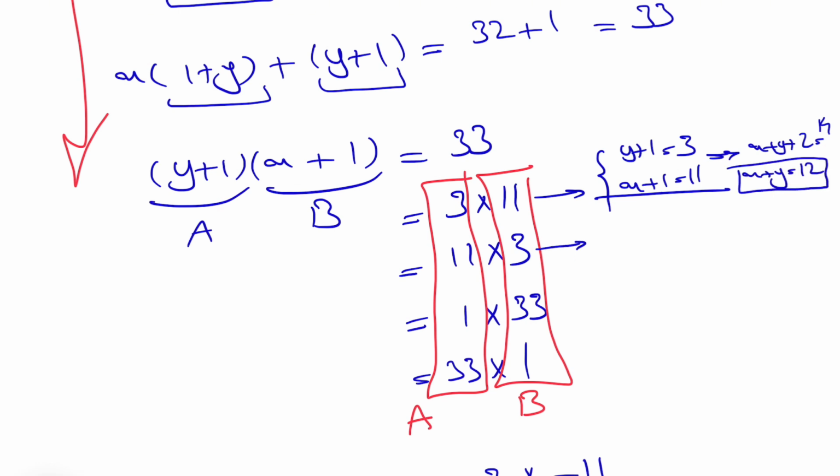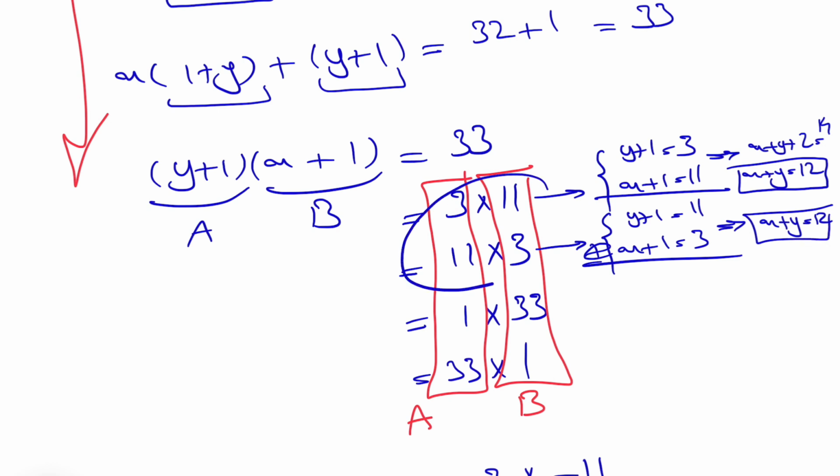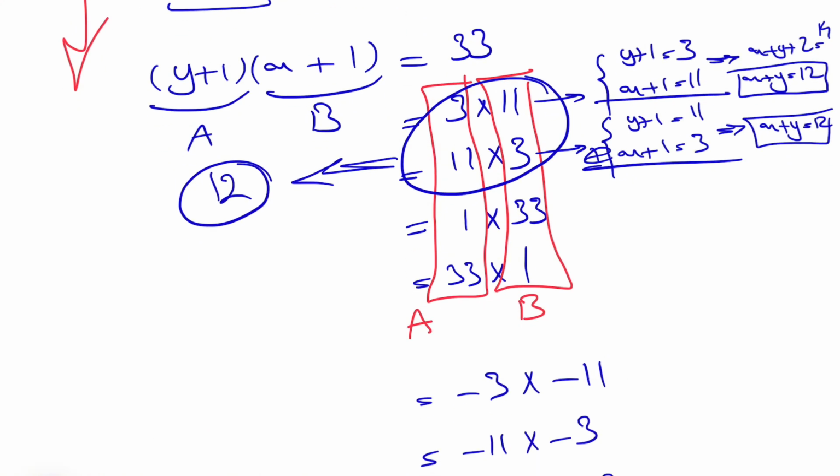Everything will be the same for the second combination too. y plus 1 equals 11, x plus 1 equals 3. If we again add these two together, we get the same thing. Our x plus y will be 12. So from these two pairs we get the same answer, 12, which is one of the answers. Same thing for the other ones: from each pair we actually get the same number.